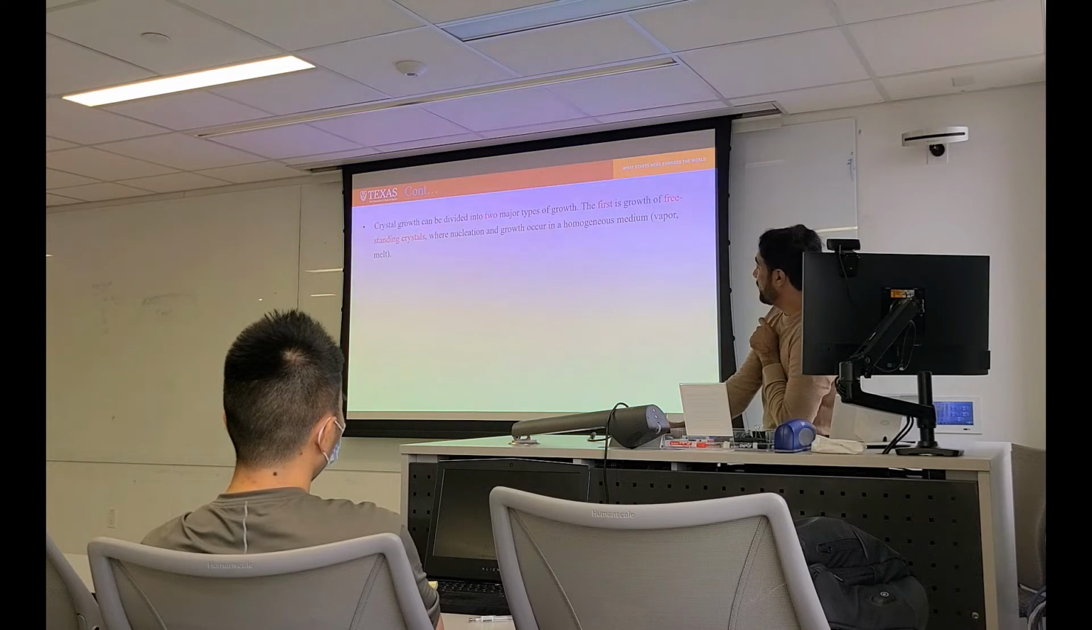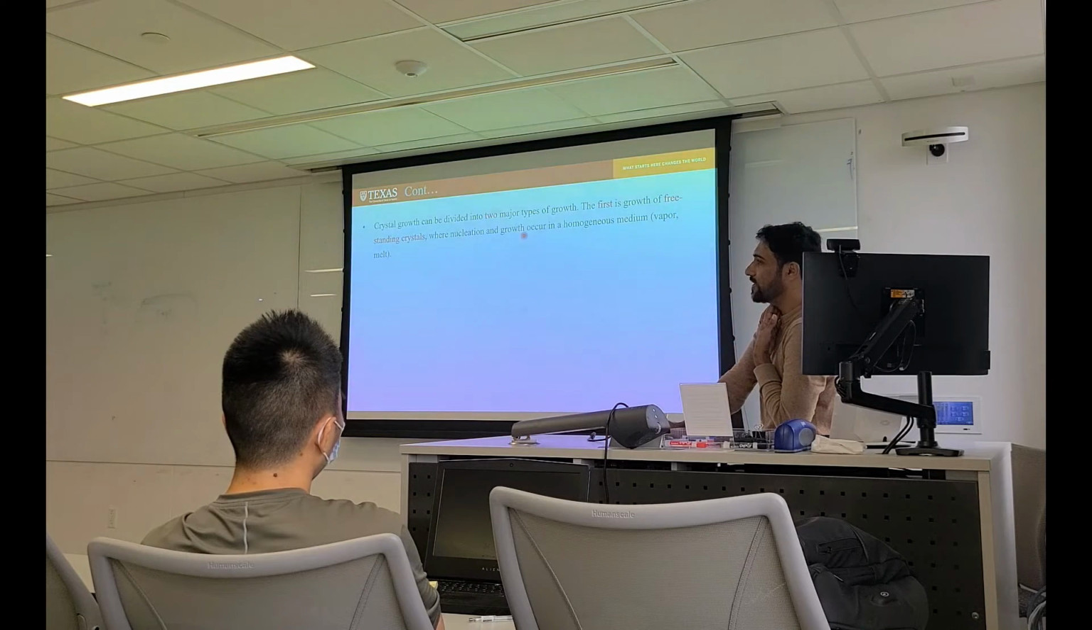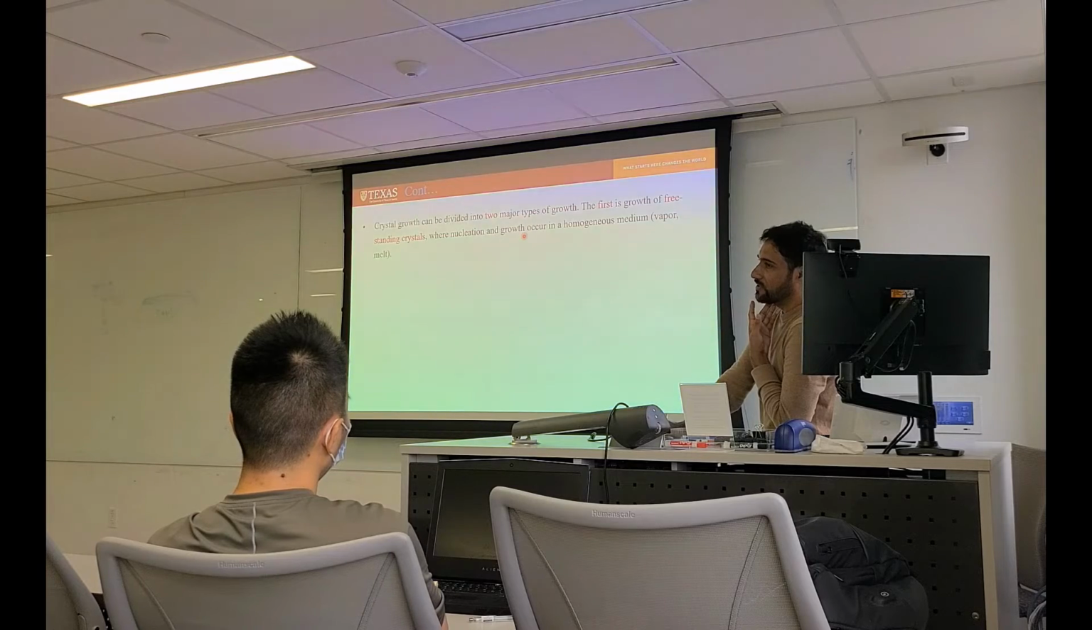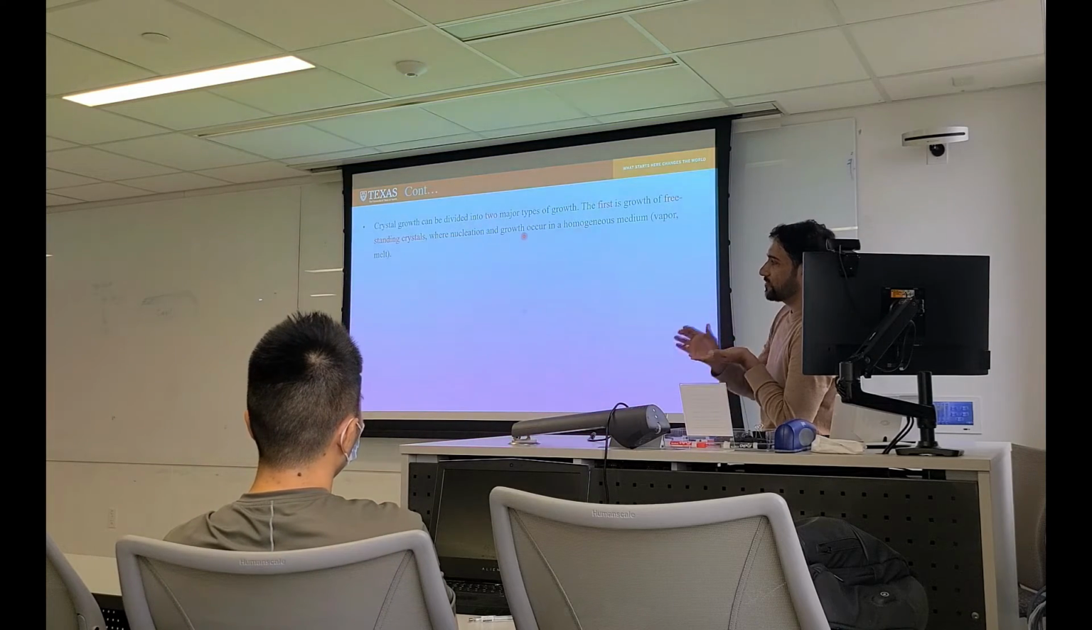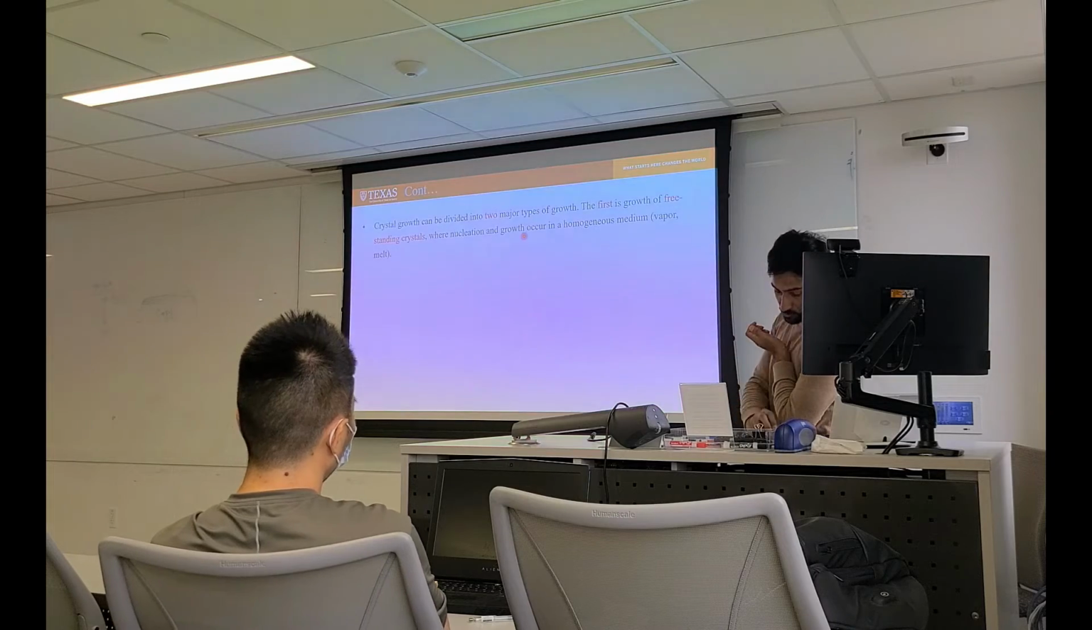Crystal growth can be divided into two major types of growth. The first is the growth of freestanding crystal, where nucleation occurs. So do you know about nucleation? Yeah, that is very fundamental. On your substrate you should have some defects, some kinks, some vacancies to initiate the growth. So that is the nucleation point.